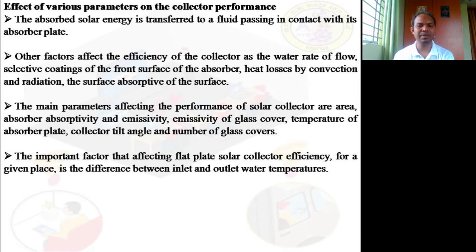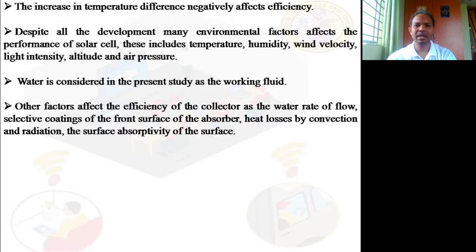Okay, and the number of glass covers that we place as solar collector covers. Basically we keep a minimum of 1 and a maximum of 3, but a considerable distance should be maintained between each glass cover. The important factor that affects flat plate collector efficiency for a given place is the difference between inlet and outlet temperature of the water or any fluid. Okay, an increase in temperature difference negatively affects the efficiency.